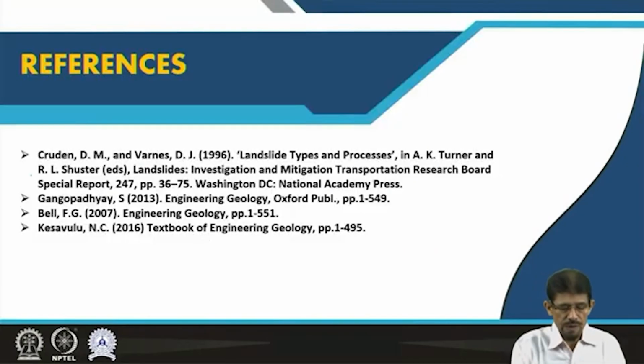Friends, these materials I have prepared from the paper written by Cruden D.M. and Varnes D.J. in 1996 about landslide types and processes, edited by A.K. Turner and R.L. Schuster, namely the proceedings named Landslide Investigation and Mitigation, Transportation Research Board Special Report 247, pages 36 to 75, published by the National Academy Press, Washington DC, and with partial support from these books of Engineering Geology written by Gangopadhyay, Wells F.G., and the textbook written by Kesavulu N.C.